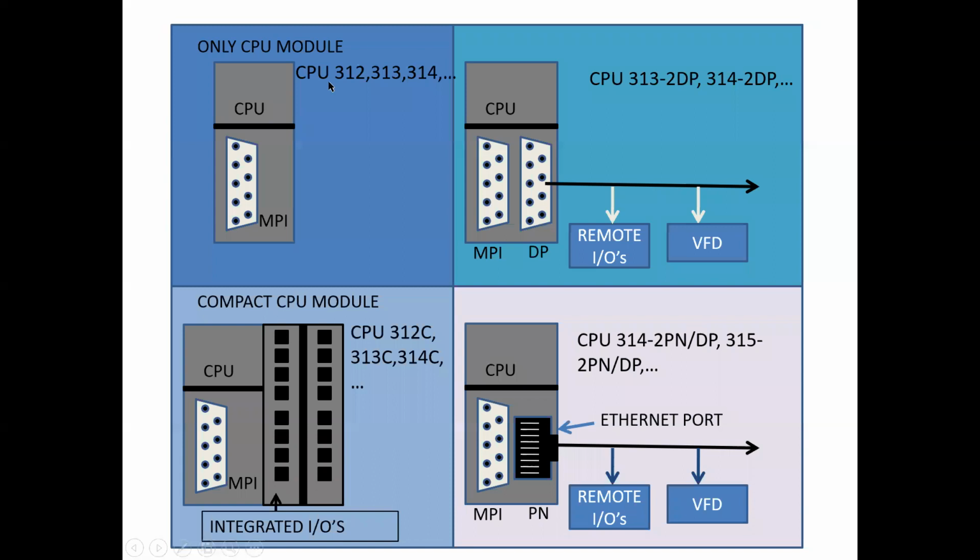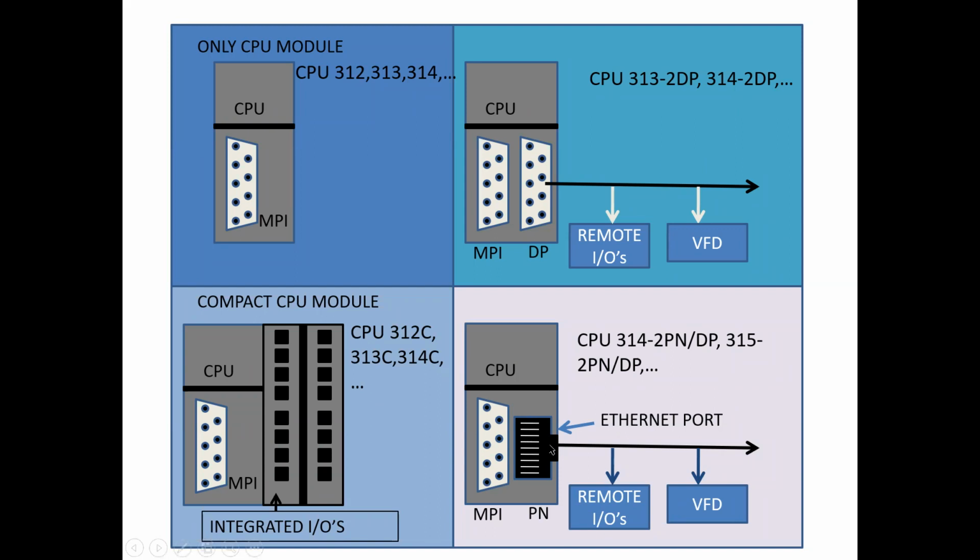In a 300 CPU, if only CPU is mentioned, like 312, 313, 314, the CPU will have only one communication port, right? And in the compact type, the second one, if it is C, the CPU will have some communication ports and some integrated IOs, which are inbuilt, or already coming with the CPU, connected with the CPU. And some CPUs have MPI and DP ports for Profibus communication, and also PC-PLC communication.